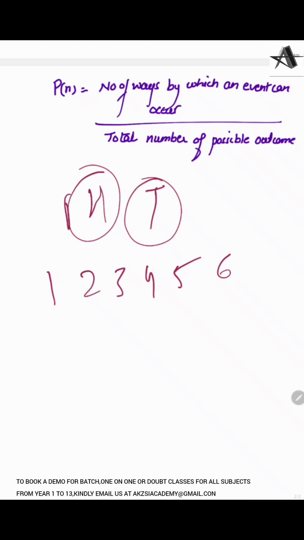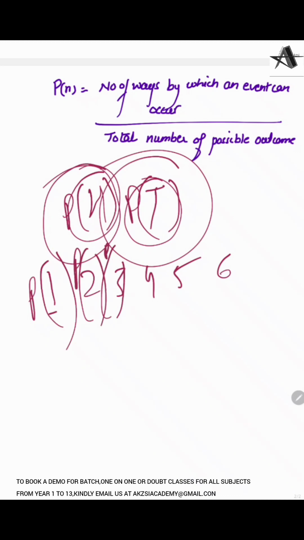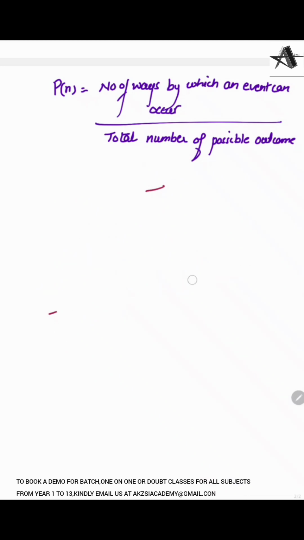Obviously, probability of head would be one event, and probability of tail would be one event. These are outcomes. When you are rolling a dice, you will get 1, 2, 3, 4, 5, 6 as the value. When you are calculating the probability, you can use the word event for them. They will become your events. So, the number of ways by which an event can occur.